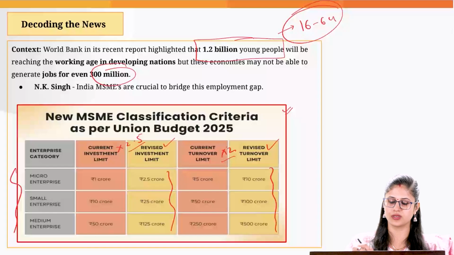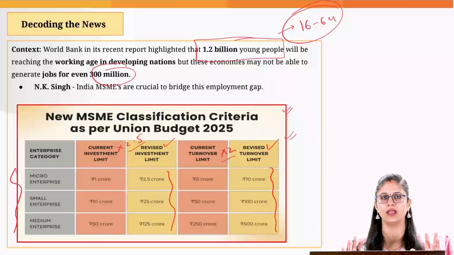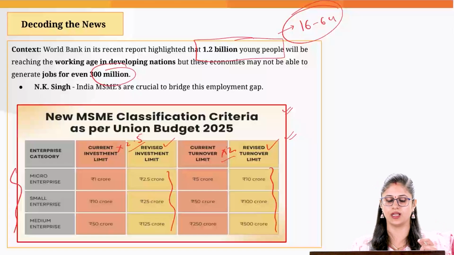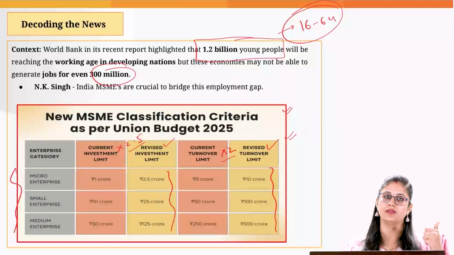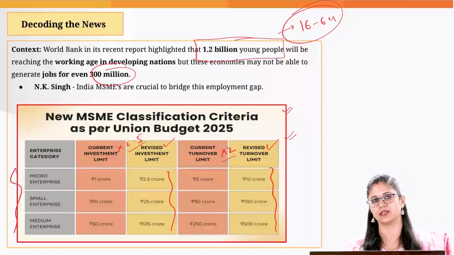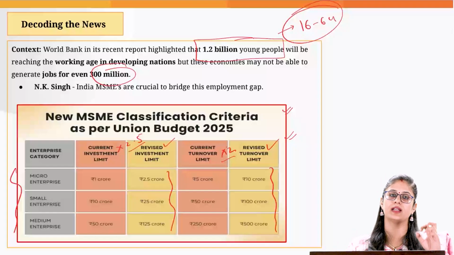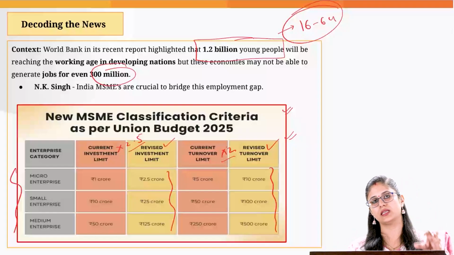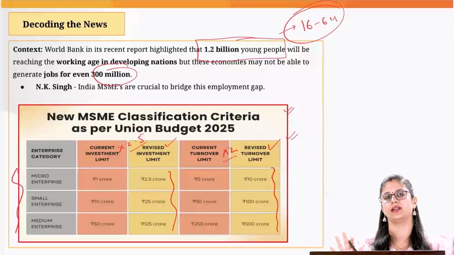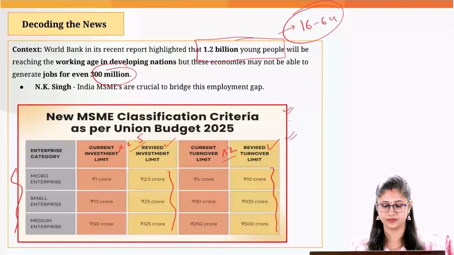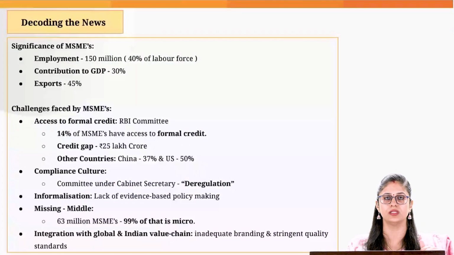I have put in this image. You can pause the video and memorize the facts, because in this year's prelims this fact could be asked with regard to the investment limit and turnover limit for micro, small and medium enterprises. How do we do the categorization? And one more thing to keep in mind is that irrespective of whether an MSME is working in the manufacturing sector or the services sector, we have the same criteria for both, for the investment limit and the turnover limit.